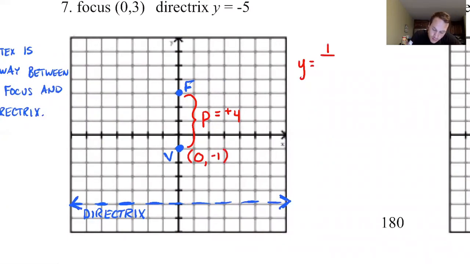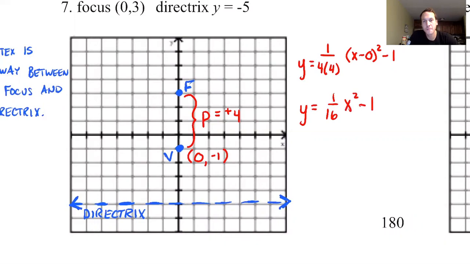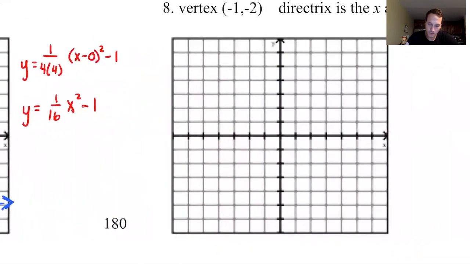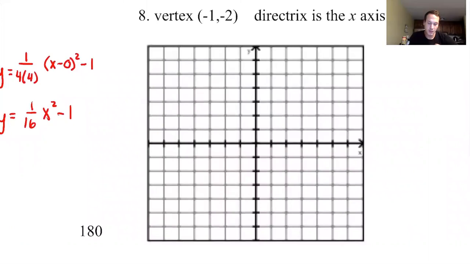I've got 1 over 4 times positive 4, x minus 0 squared minus 1, which is 1 over 16 x squared minus 1. One more of these to try. The vertex is negative 1, negative 2.